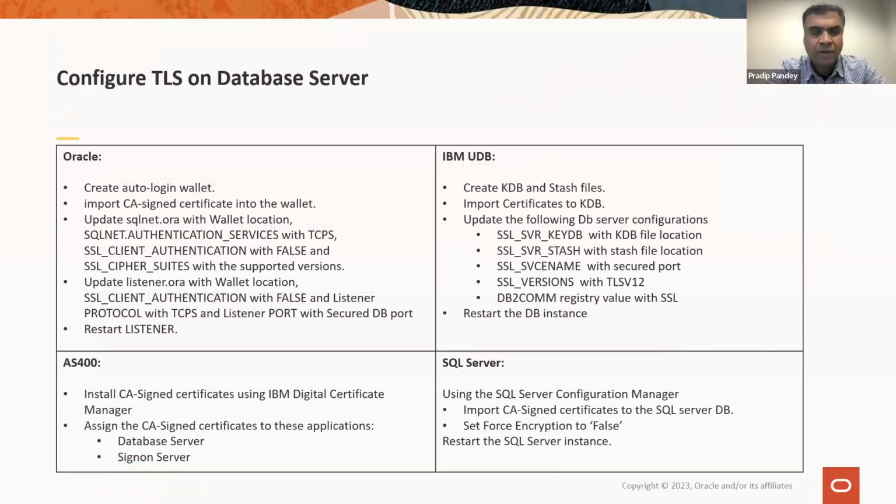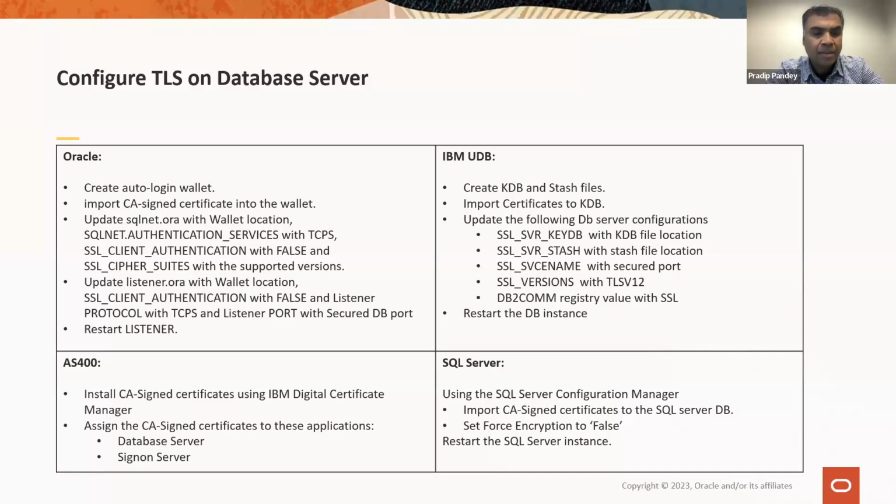The way the configuration happens for Transport Layer Security for the database server varies by database vendor. For Oracle database, you create an auto-login wallet, import the CA signed certificate into the wallet, update the sqlnet.ora file with the wallet location and TCPS protocol, as well as update the listener.ora file with the wallet location, the TCPS protocol and secure DB port, and then restart the listener.